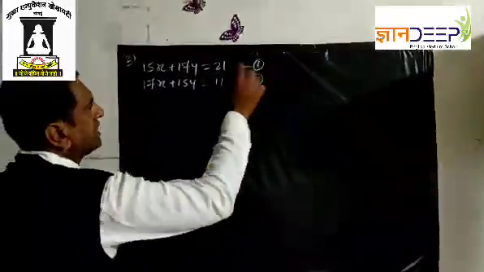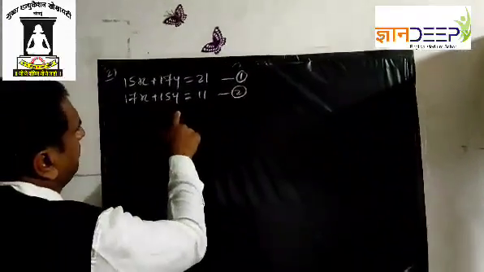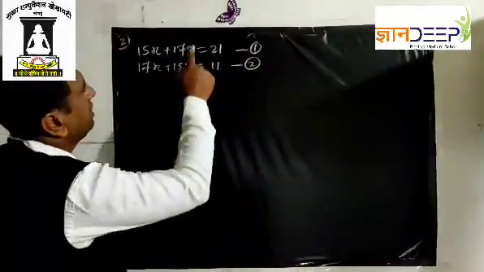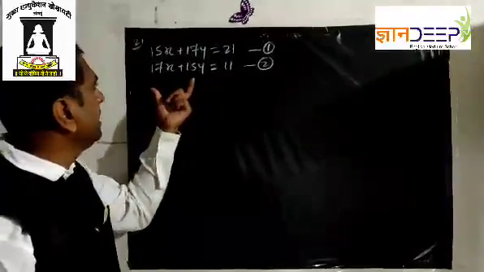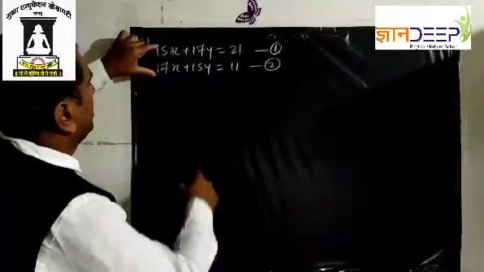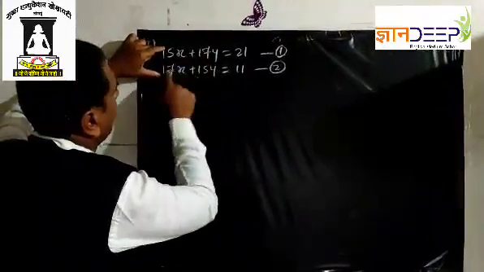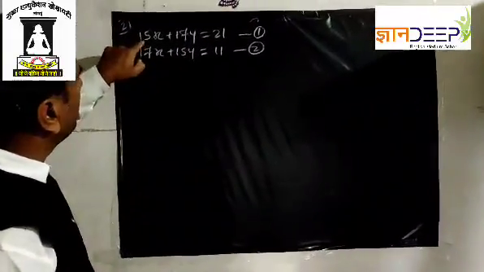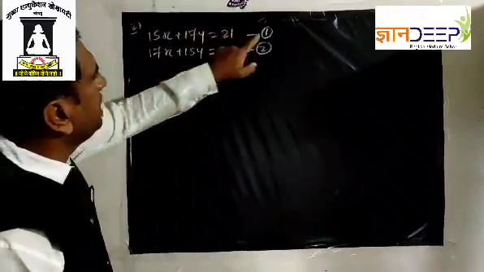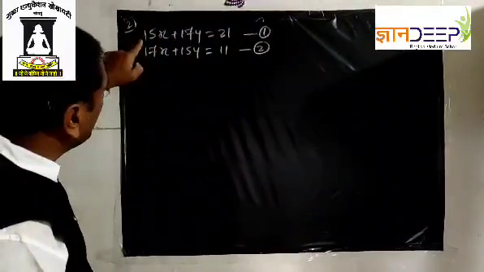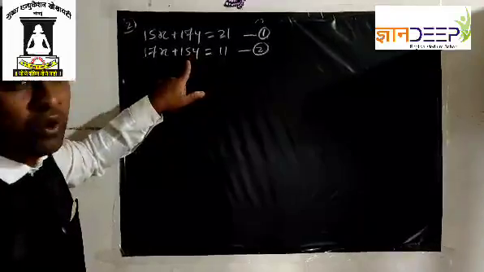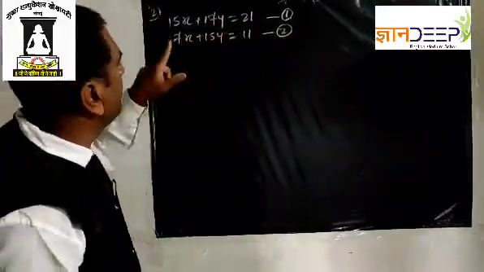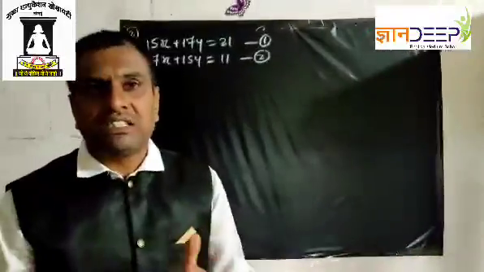This is the first equation: 17x plus 15y is equal to 11. This is the second equation. When you look carefully at both equations, you can easily see that the coefficients of x and y are just interchanged. The constant 15 is the coefficient of x in equation 1, and that same coefficient is for y in equation 2, and y's coefficient 17 in equation 1 is for x in equation 2. Just the coefficients are interchanged.